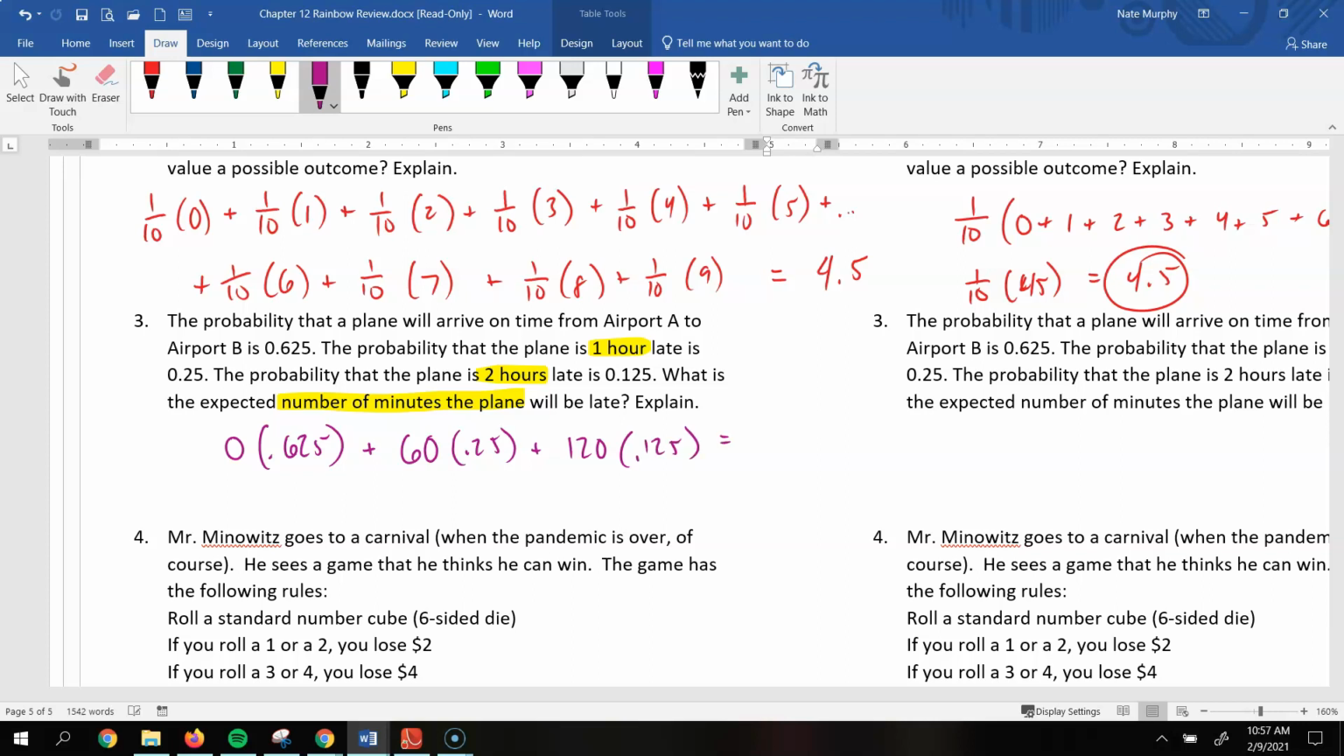And if you plug that in your calculator, now technically, you don't have to waste your time with the 0 term because that's just going to be 0. But if you plug the rest of that into your calculator, you get 30 as your answer. So it's going to be 30 minutes, the expected number of minutes that we'd expect our plane to be late.